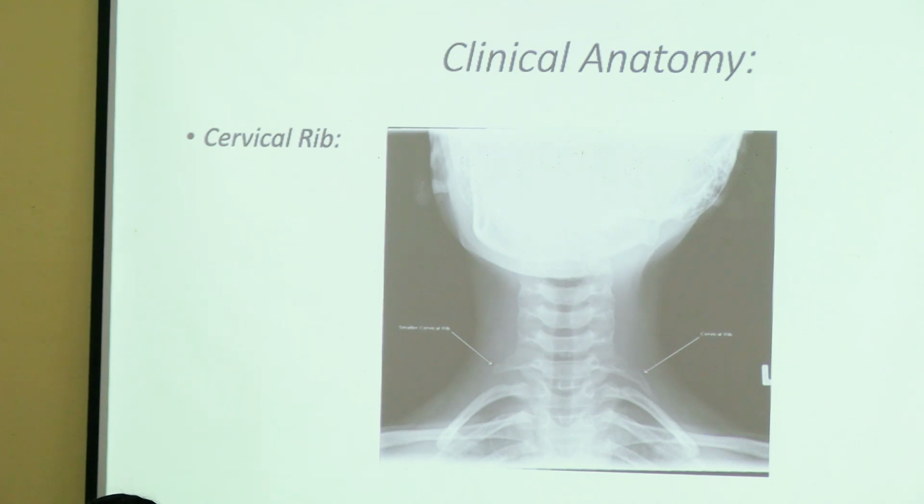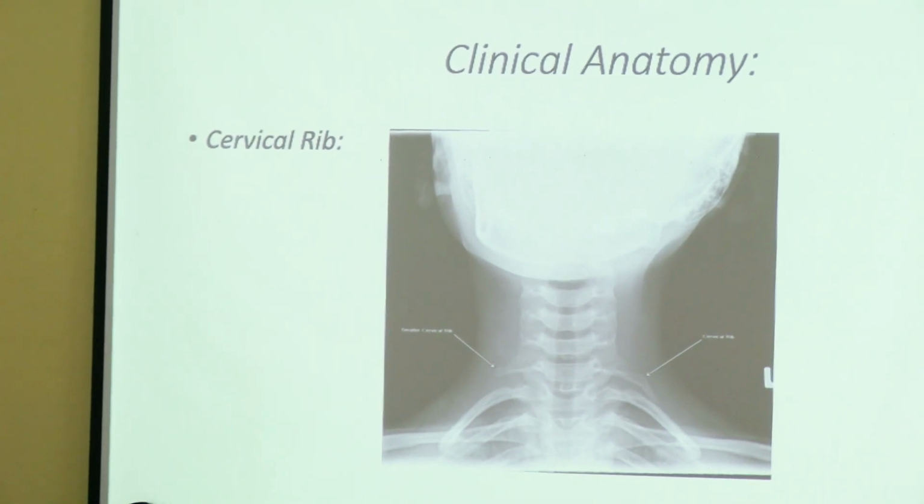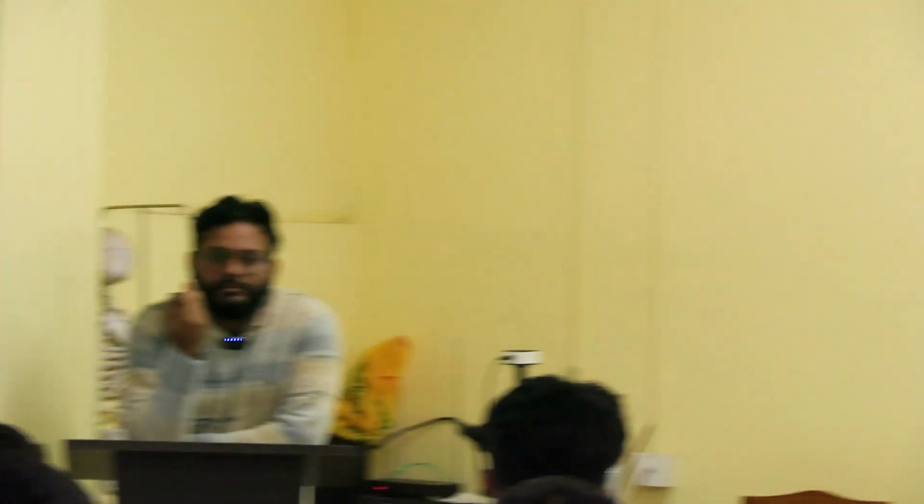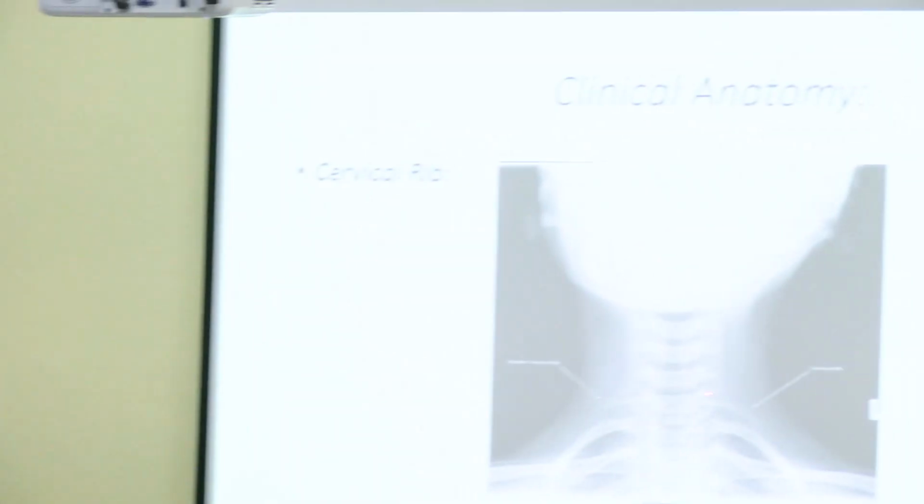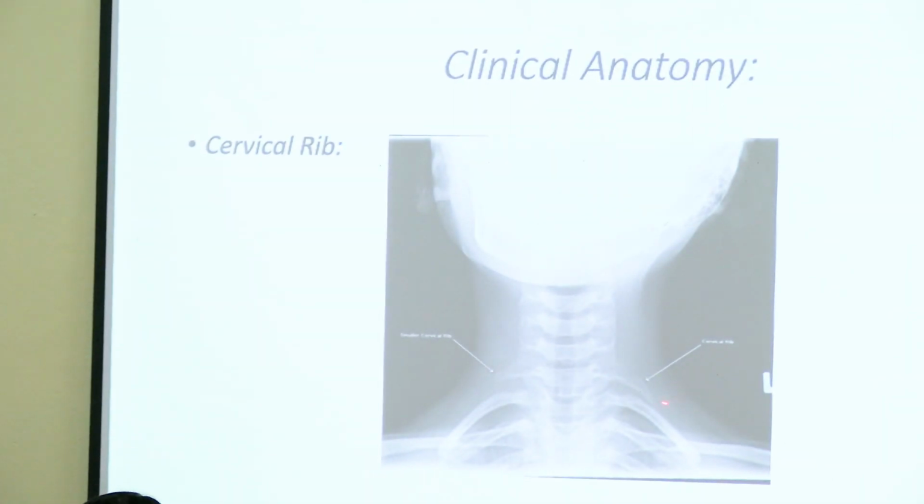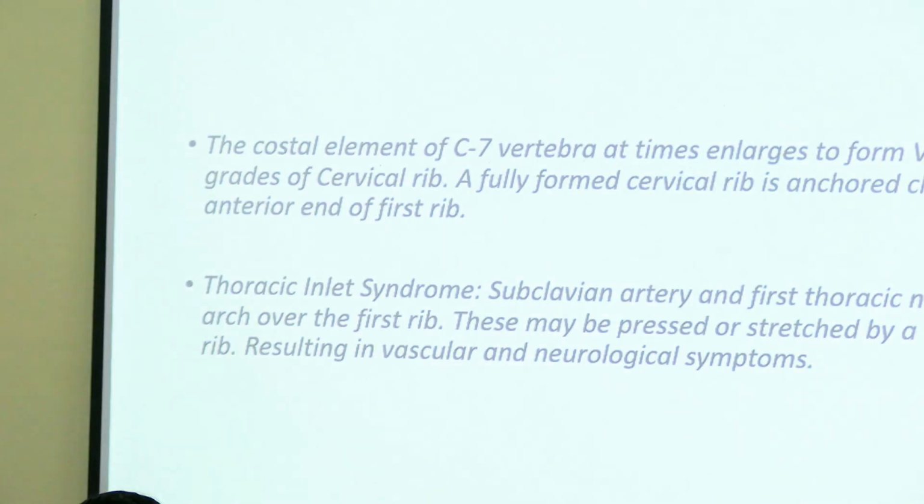Again क्या होता है? If there is cervical rib, it can compress all those veins, arteries. Usually the artery, that is the subclavian artery and the nerve, they can compress all those things, resulting in neurological or vascular symptoms. ठीक है? See, this one is the cervical rib. ठीक है? लिखो.